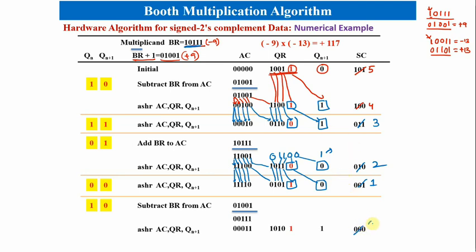Now the sequence becomes 0. Once the sequence becomes 0, we have to stop the process, and the final result is in AC and QR. Now what is the value in AC and QR? Look, this is the value in AC and QR. When you find its decimal equivalent, it is plus 117. Why plus? Because the sign bit is 0, meaning plus, and the magnitude says 117. This is how multiplication is performed using Booth's multiplication algorithm.